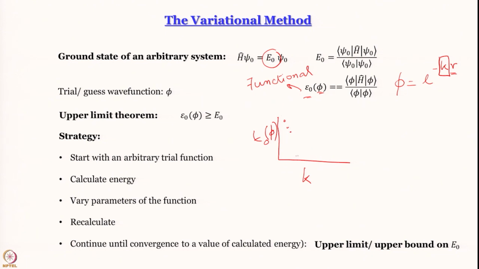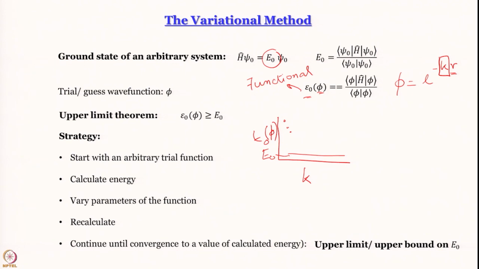E0 must be down somewhere. The correct value E0 must be somewhere down here, because whatever epsilon 0 of phi I calculate, this is just the upper bound. Okay. So, those values must be more than the actual value of E0. So, I am going in the wrong direction. So, I started from say k equal to 100, I was decreasing, I went from 100 to 98 to 97 and I see that the value of this epsilon 0 functional is going up. So, I am going in the wrong direction.